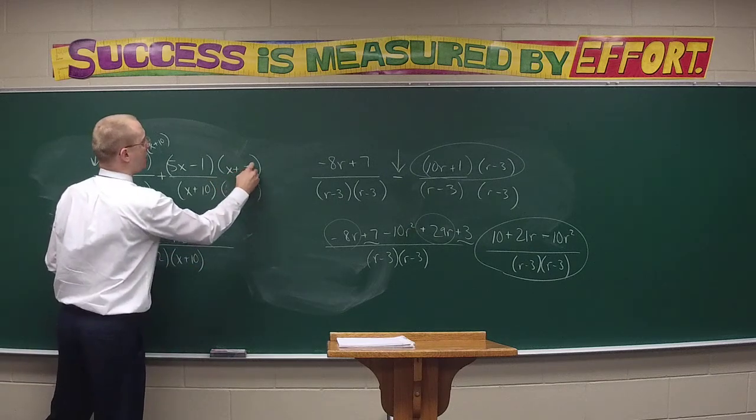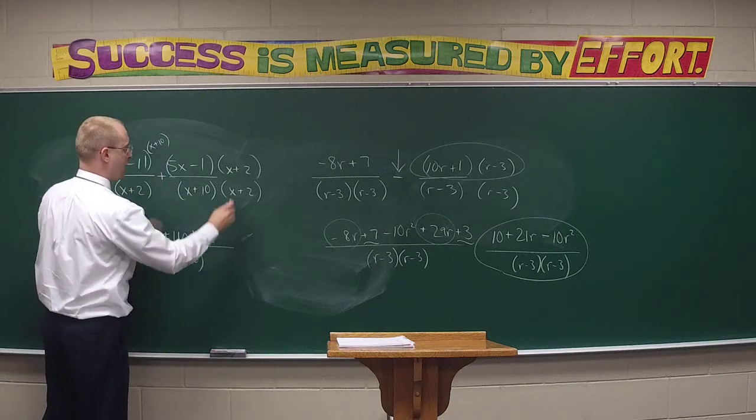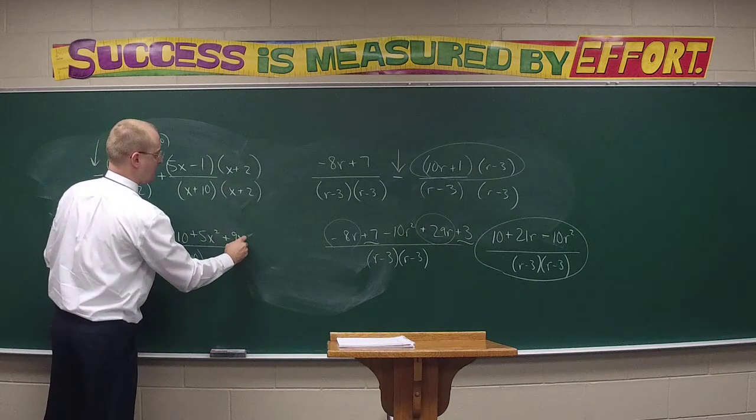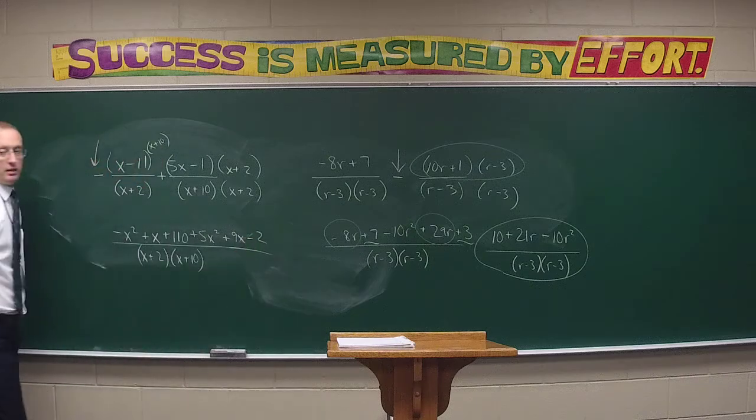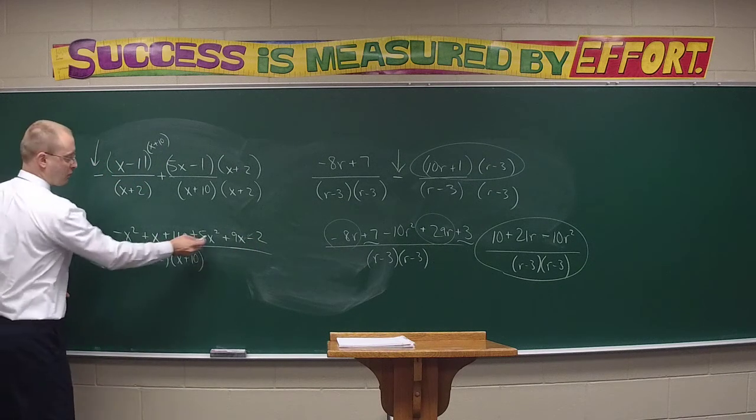Here, multiply top and bottom class by x plus 2. Once again, FOIL. This time I don't have to change any signs, so I just get to keep my 5x squared. 10x negative 1x is 9x and negative 2. And then, what should I do next? Brandon? Add like terms. I got a negative x squared and 5x squared.